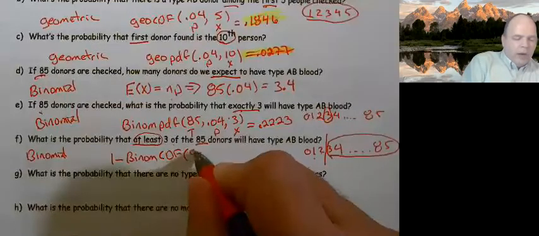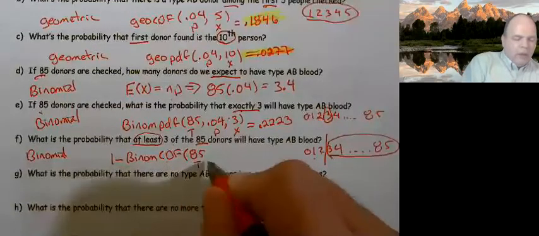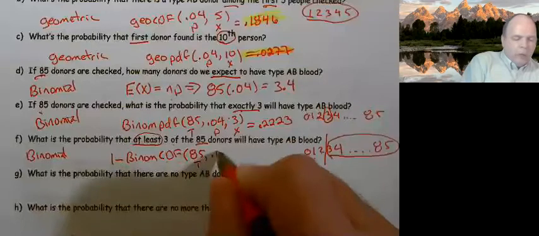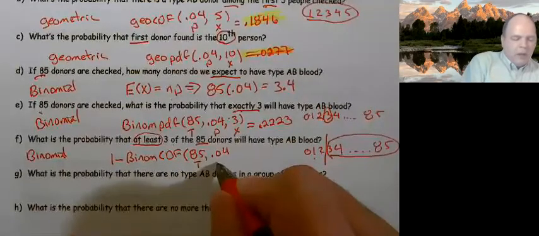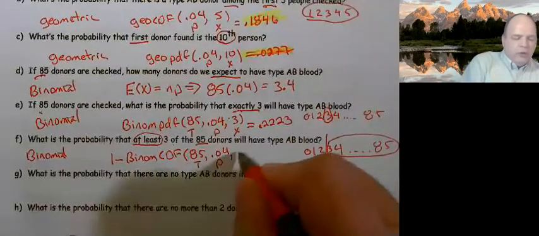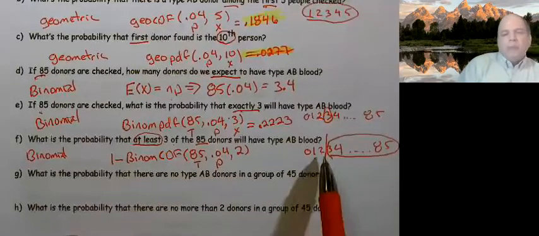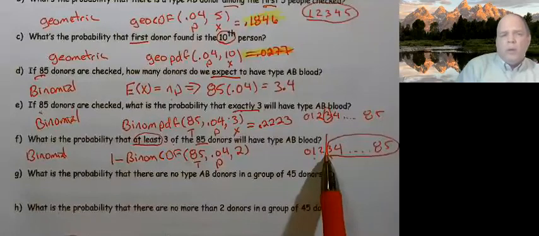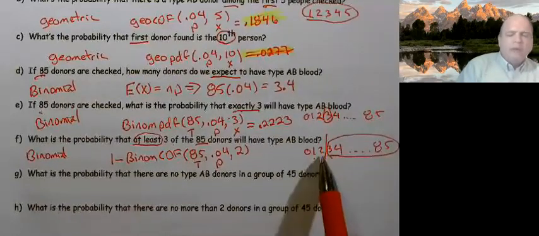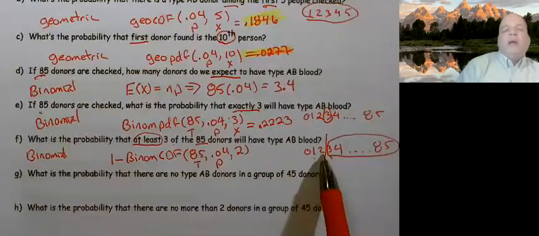So once again, my trials are 85. My probability is 0.04. And then my X value is 2. So a lot of people ask, why aren't we subtracting out 3? And I was like, well, we want 3. So don't take away what you want. Keep what you want, but subtract the biggest thing that you don't want. Well, I don't want 2, so I'm subtracting out 2.